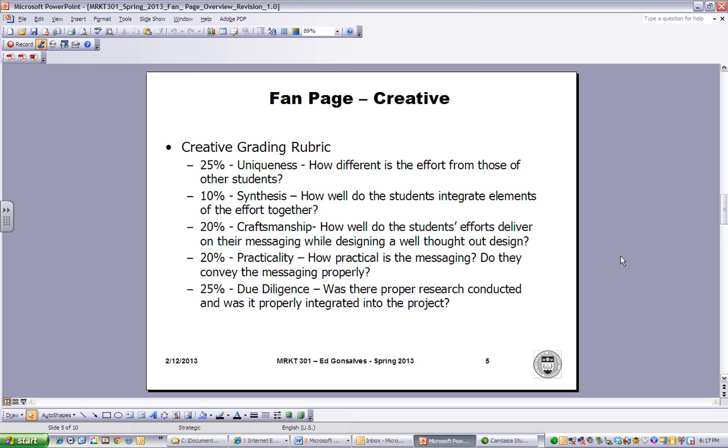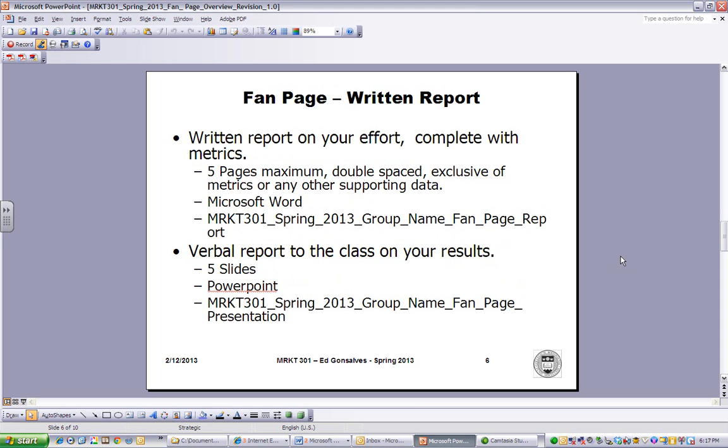This is the rubric that I use for grading the creative element of your fan page. It's not something that I crafted. It's a very common rubric that's used in the art area, based on how people in university level art programs grade creativity on projects that are provided to them.